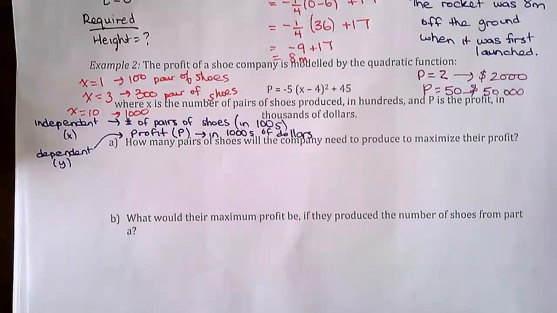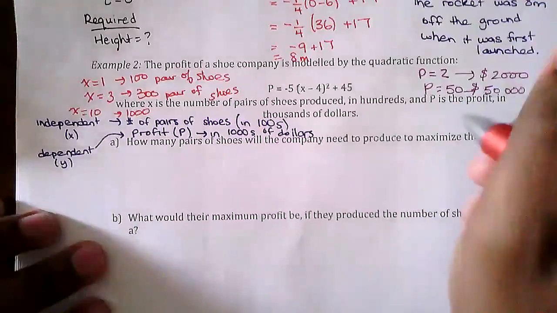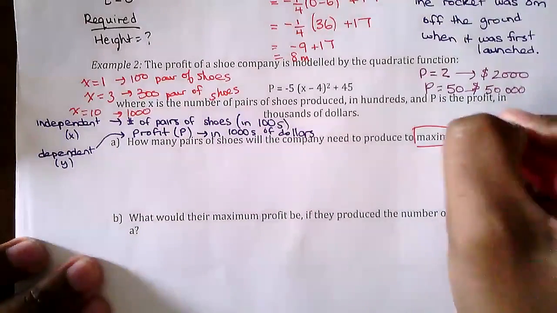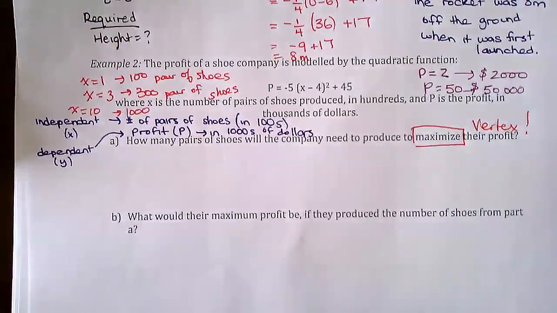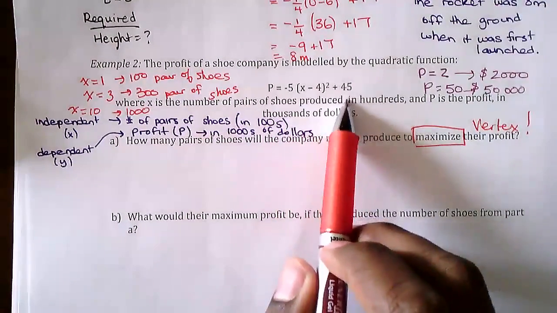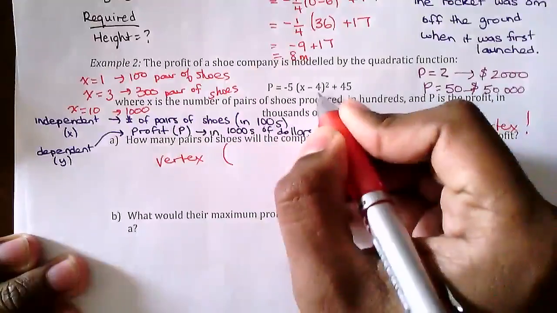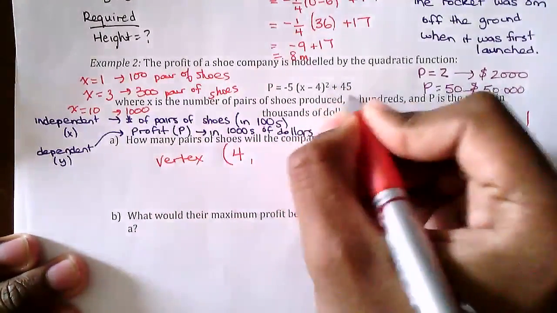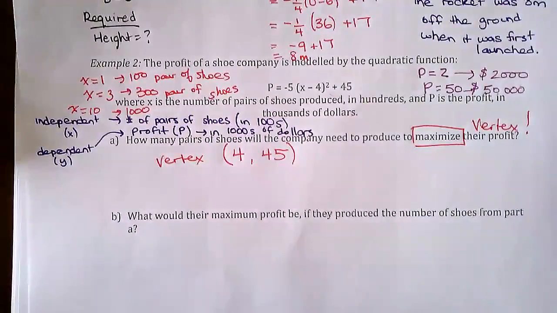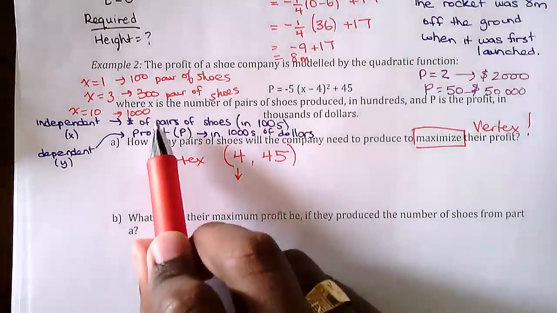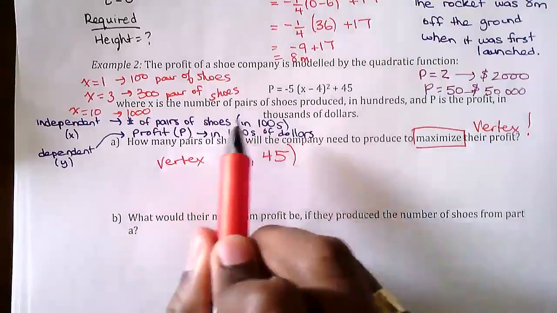So let's look at the question. It says, how many pairs of shoes will the company need to maximize their profit? Key word here is maximize. This reminds us of maximum, which reminds us that we need a vertex. It's given to us in vertex form. Great, we can read the vertex right off. So the vertex here is, again, I take the opposite of this, so it's going to be +4, and I take the 45. But just like before, this vertex is meaningless unless I put a context behind it. So the 4 represents the x value, the number of pairs of shoes produced in hundreds.